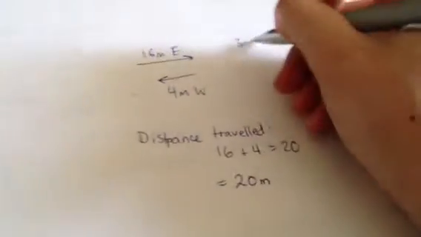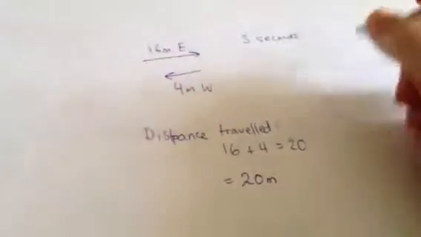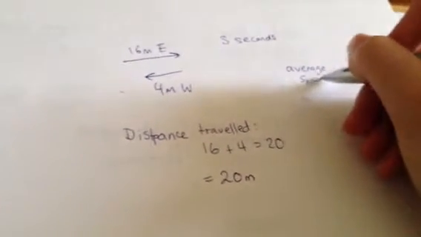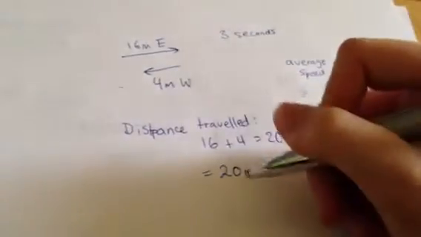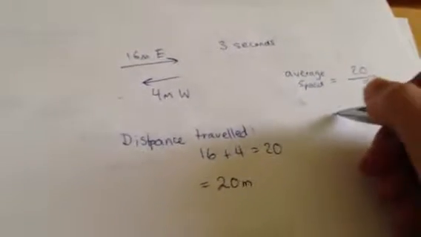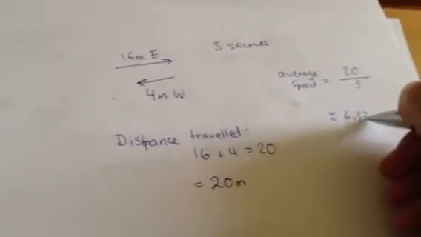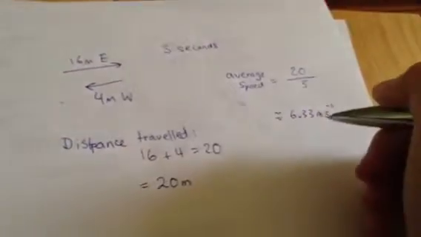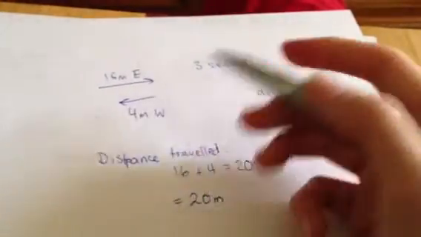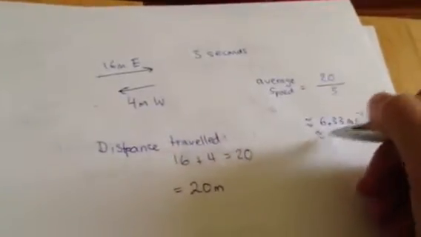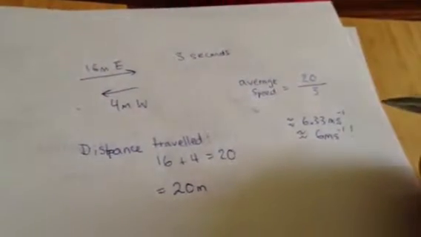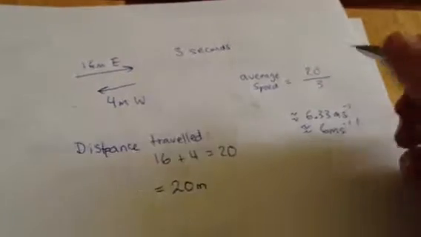So if this took us 3 seconds, then we'd be able to deduce average speed really easily by doing distance, 20, divided by 3. And that works out roughly to be 6.33 meters per second. It depends how many significant figures you want to go to, seeing as the least precise value there is 4, you could just go to one significant figure, meaning 6 meters per second is the average speed.